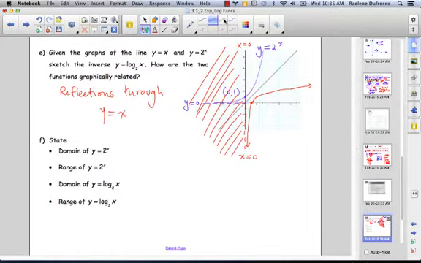Okay, let's state the domain of y equals 2 to the x. The domain is the set of x values and x represents the exponents. There are no restrictions on exponents, therefore the domain is x contained in the reals. The range of y equals 2 to the x is focusing on the y values, and y represents powers, and all of the power values can't be negative or 0, so the powers must be positive.